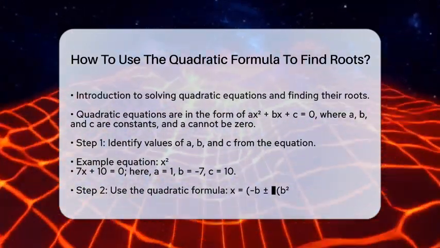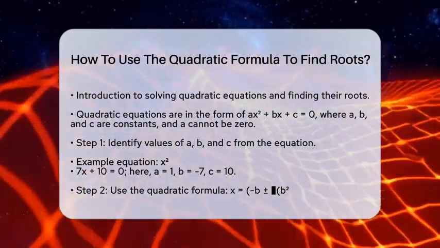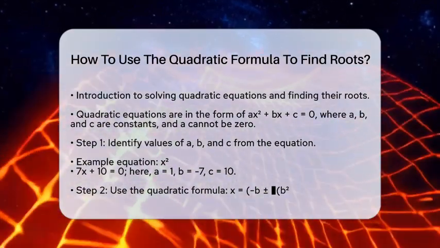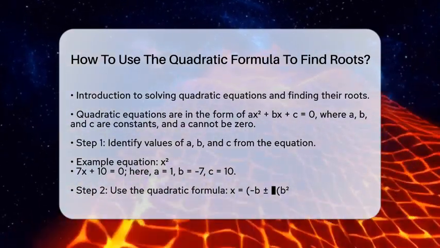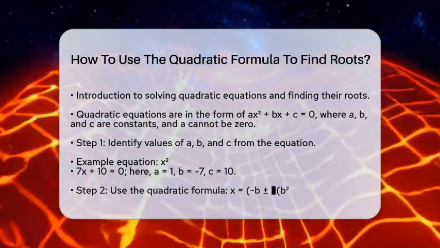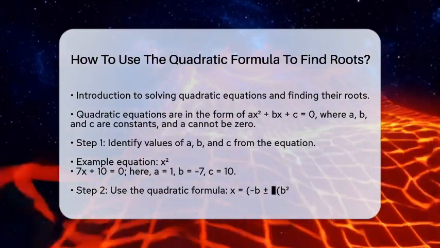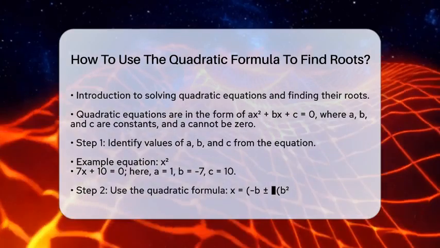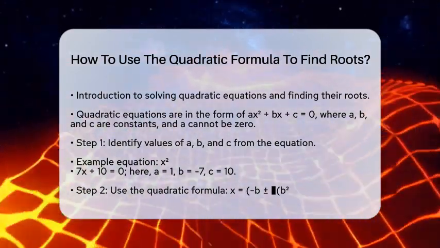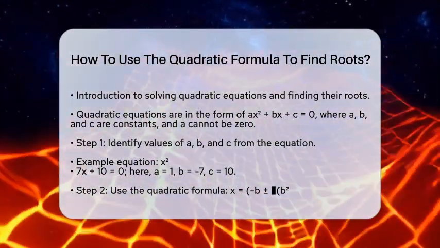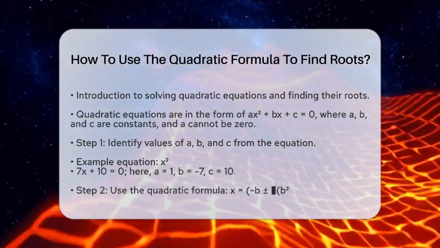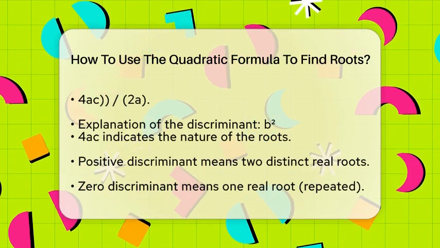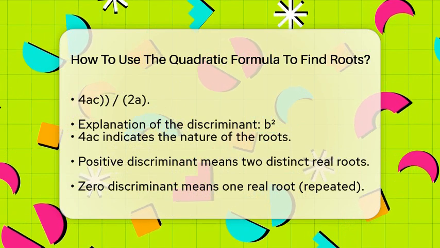First, identify the values of a, b, and c in your equation. For example, in the equation x squared minus 7x plus 10 equals 0, a is 1, b is negative 7, and c is 10. Next, we will use the quadratic formula. This formula is x equals negative b plus or minus the square root of b squared minus 4ac, divided by 2a. This formula helps us find the roots, or solutions, of the quadratic equation.